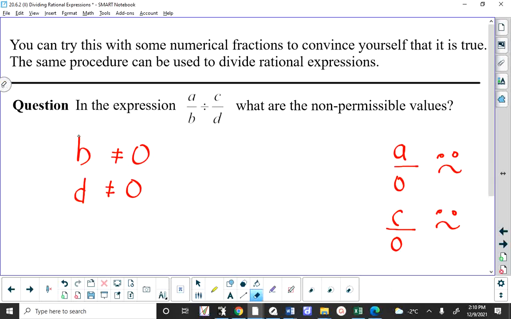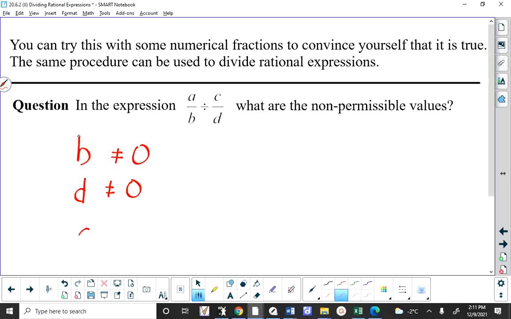Are there any other variables that are not allowed to be 0 in this expression? The answer is yes. There's one other one, and it's c. c is not allowed to be 0. And I know that when I ask everybody to try to come up with a reason why c cannot be 0, most people say, well, I'll ask you. Can somebody volunteer an answer as to why you think c is not allowed to be 0? Isaac?